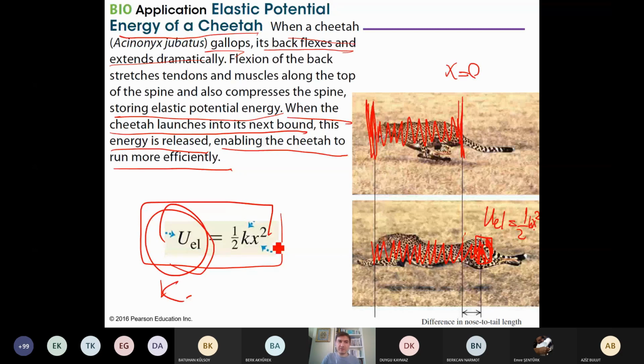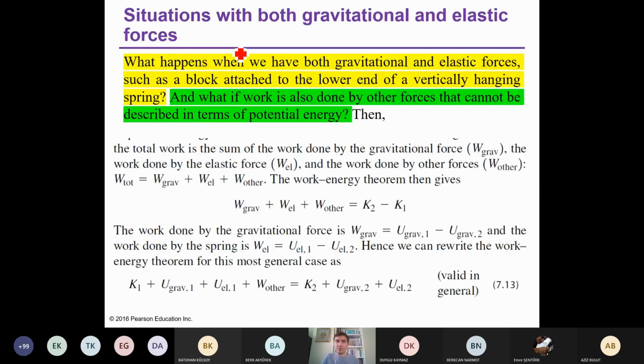Now let me continue with the situations with both gravitational and elastic forces. So within this lecture, up to now, I have investigated gravitational potential energy separately, and I have investigated elastic potential energy separately, okay? So what happens if we have both of them in the question?